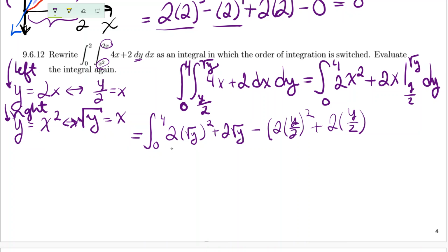Y over 2, dy. I really need to simplify this. There's stuff everywhere. Okay, so the square root of a square, that's going to be fine. That'll just give me a 2y, plus 2 square roots of y. There's nothing I can do to fix that one.